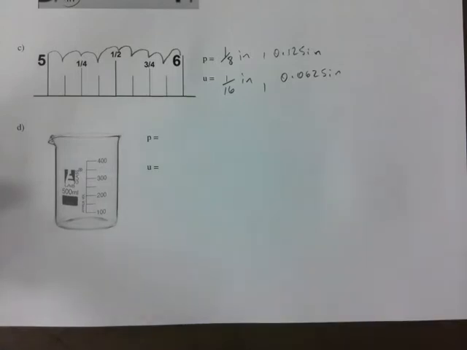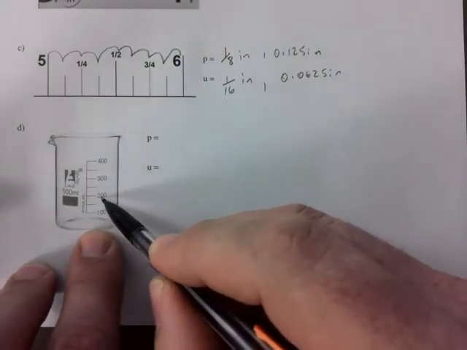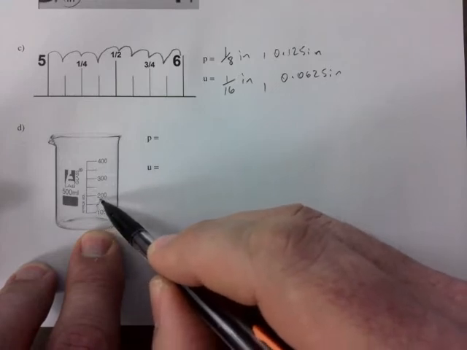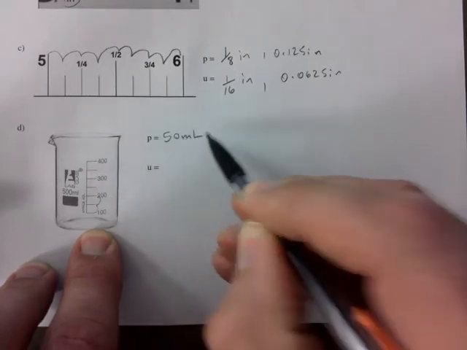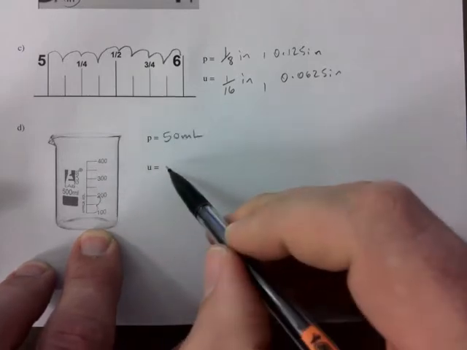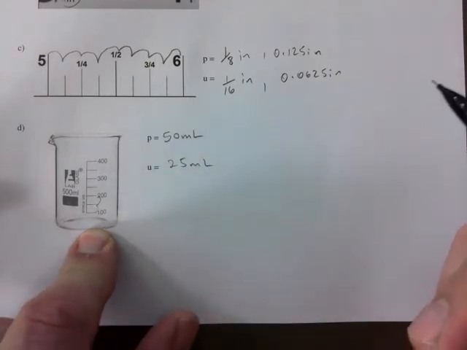Then you have this beaker. And so you just kind of figure out, okay, this is probably going up by 50. So you just try 150, 200, 250, 300. So my precision here is 50 milliliters. And the uncertainty is just half of that. Okay, so 1 mark for that as well.